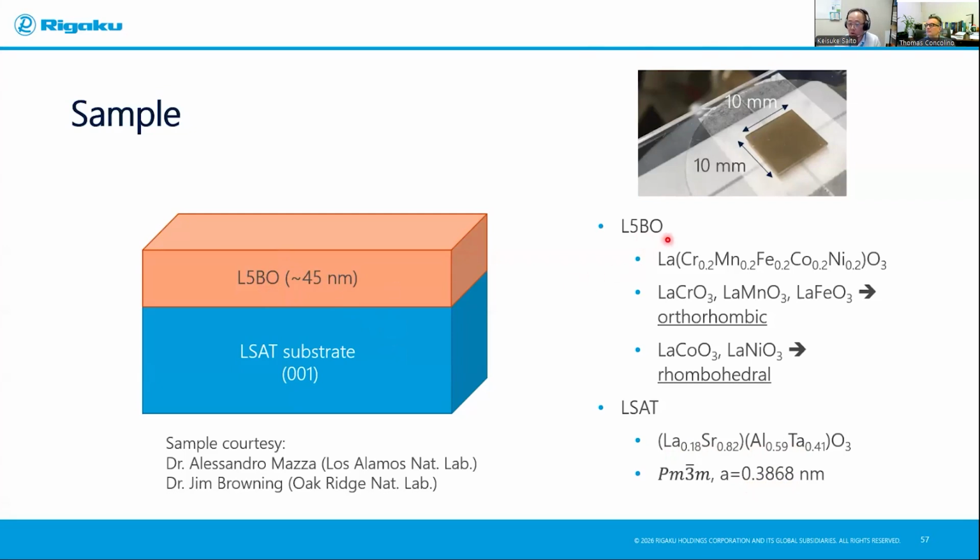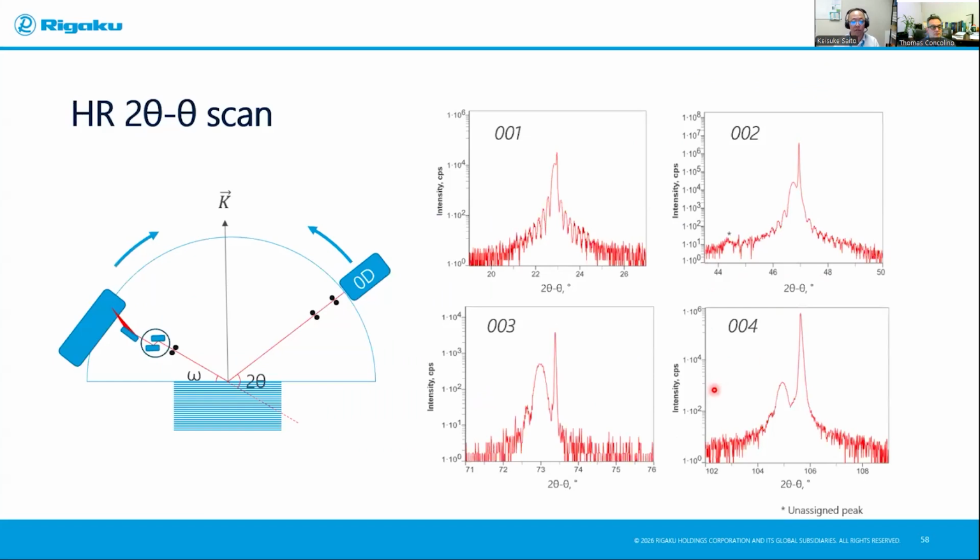So what is the L5BO? This is a perovskite, and the A site is L, lanthanum, and the B site has 5 different transition metals like chromium, manganese, iron, cobalt, nickel. In this example, the ratio between the 5 elements is the same. But the question is, depending on the concentration, the crystal structure is different. For example, chromium, manganese, iron are orthorhombic, cobalt, nickel are rhombohedral. So my question was, what is the actual crystal structure of this L5BO? That was the purpose.